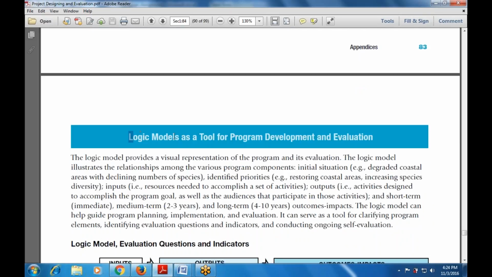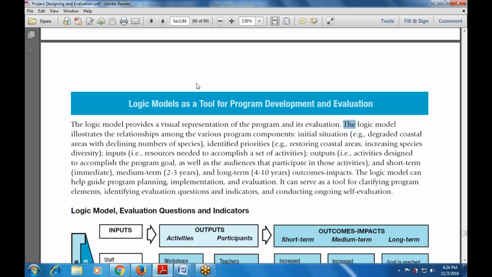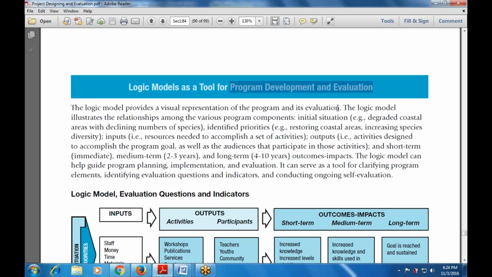The next is the logic model as a tool for program development and evaluation. Why are we using the logic model? It is used as a tool for program development and evaluation. So what is a logic model? In simple terms, it is a pictorial or visual representation. Whenever we represent a program and its evaluation, that is known as the logic model. This also illustrates a relationship among the various program components.